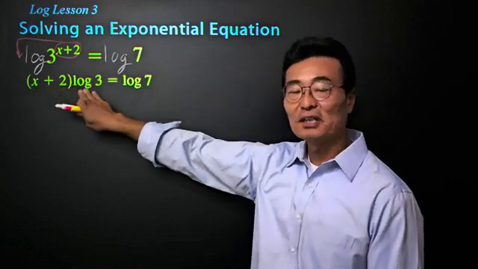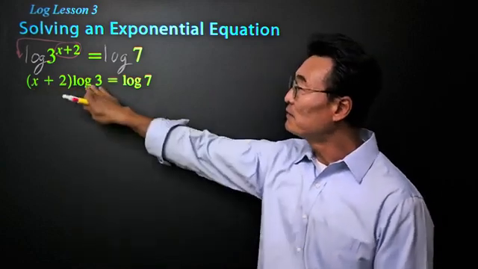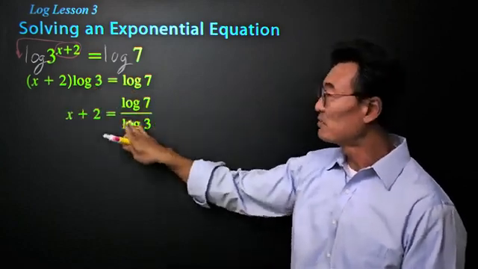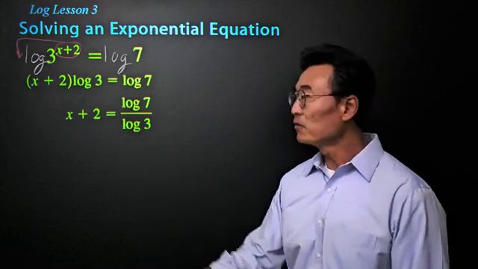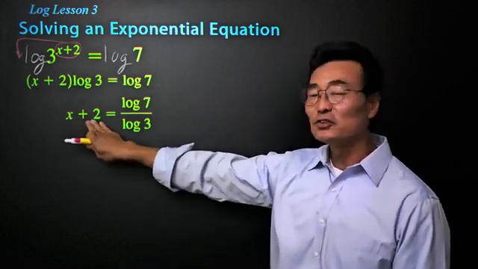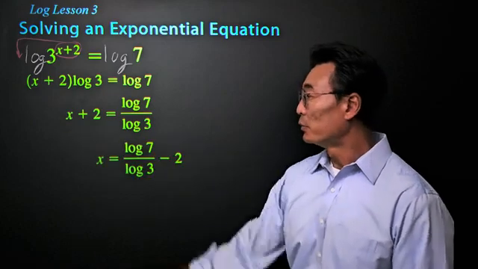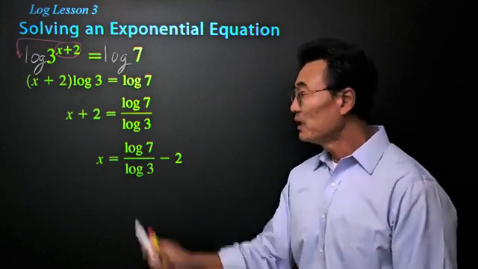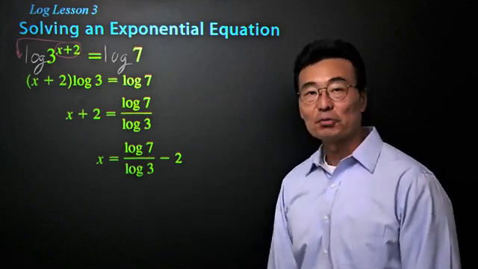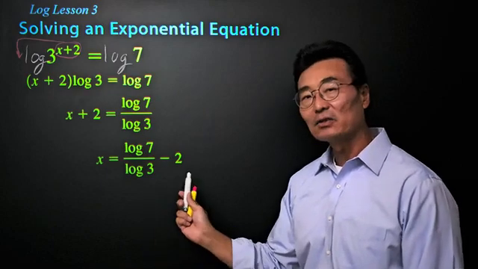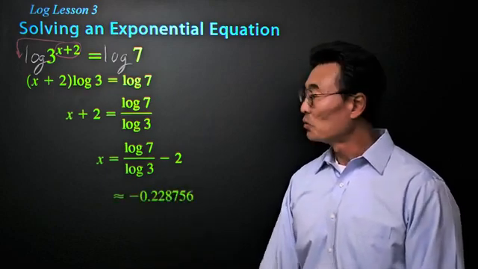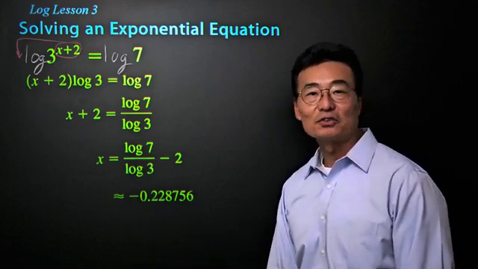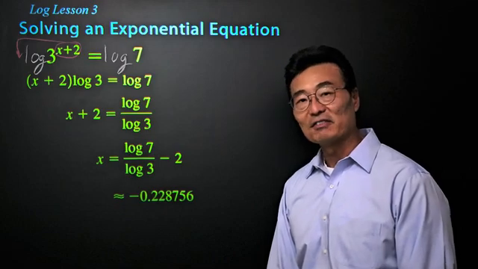The first thing we want to do is get rid of that log of 3 by dividing it on the left and the right side, where we get x + 2 equals log of 7 over log of 3. And finally, to make the x by itself, all we need to do is subtract the 2, where we get x equals log of 7 over log of 3, minus 2. And then, in order to solve this or put it in decimal format, we need to go ahead and put it in the calculator. And when you do, you'll get x equals negative 0.228756, rounded off to 6 decimal places.